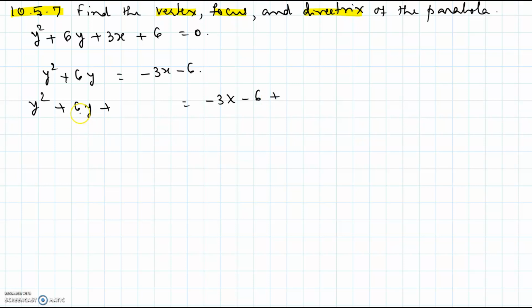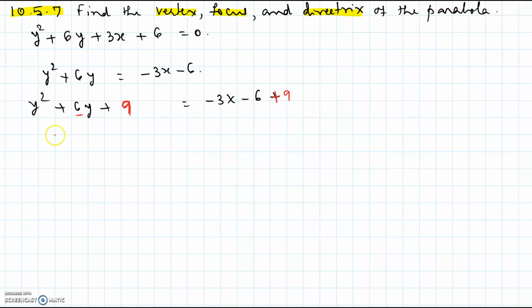So to do that, we take half of the middle term, that is half of 6, which is 3, then square the answer. So it will be 3 squared, which is 9. So plus 9 on both sides. The way we come up with that number is half of 6, that will be 3, half of the middle term, and then square that number. So 3 squared, which is 9.